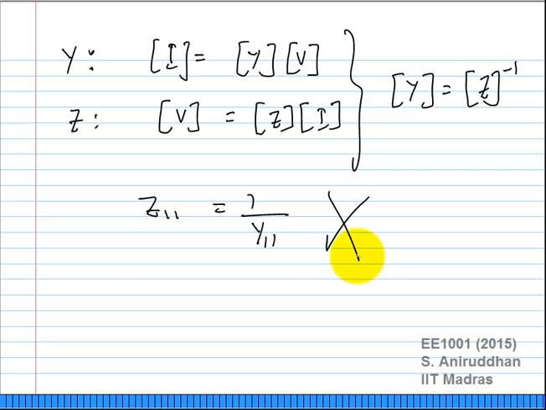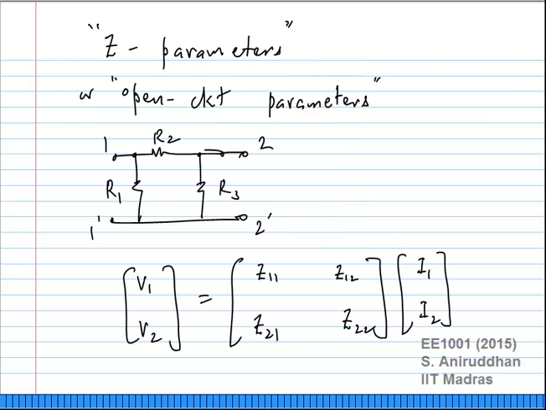In the last couple of minutes, I'll just tell you that for the first set of cases we took I1, I2 as the independent variables and V1, V2 as the dependent variables, that is for the Y parameters. For the Z parameters, I took I1 and I2 as the independent variables and V1 and V2 as the dependent variables.